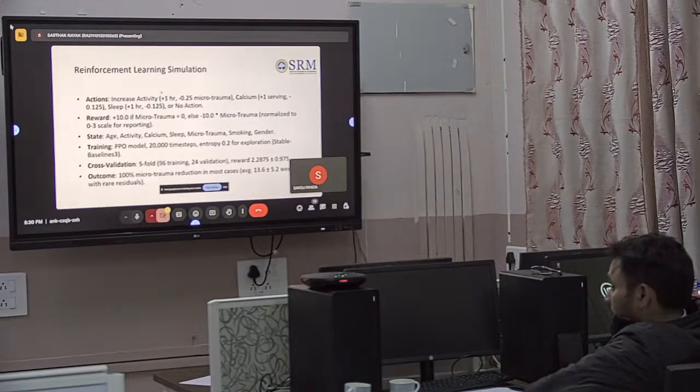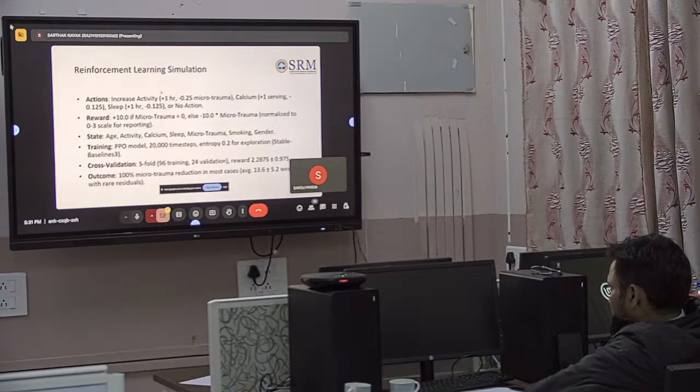and if it doesn't reach zero, the reward is minus 10 times the microtrauma, whatever the microtrauma is, normalized to 0 to 3 stages. For example, suppose the microtrauma is reduced, so that person will get a reward of 3. If it's not somewhere around the middle, it will assign 1 or something. Or if the person didn't take any action at all, it will assign 0 or something.